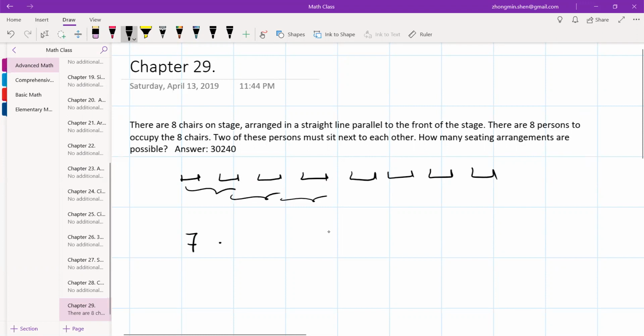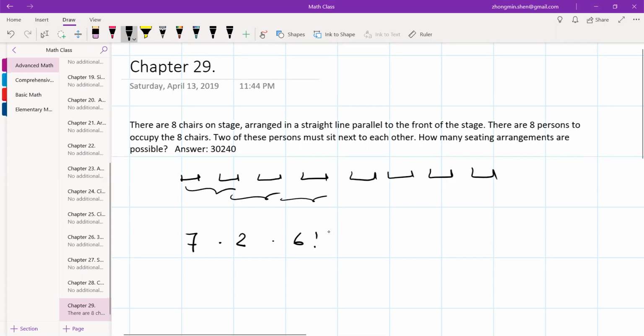Then the second step is to put those 2 people in those 2 seats. There are only 2 people here, so it's 2 choices. You can switch them, right? Then for the remaining 6 seats, you can randomly put the remaining 6 people. So there'll be 6 factorial. All right, so this is the answer to the above question.